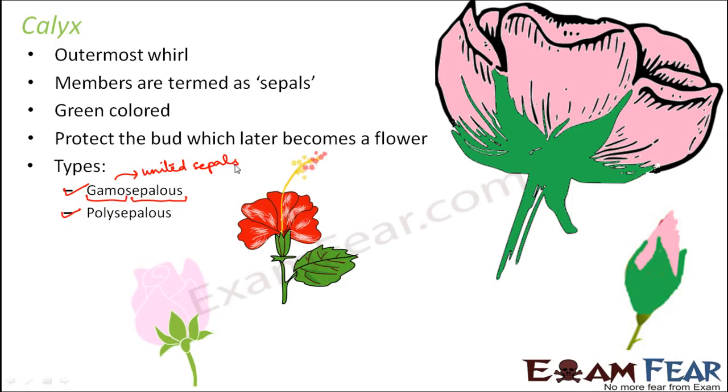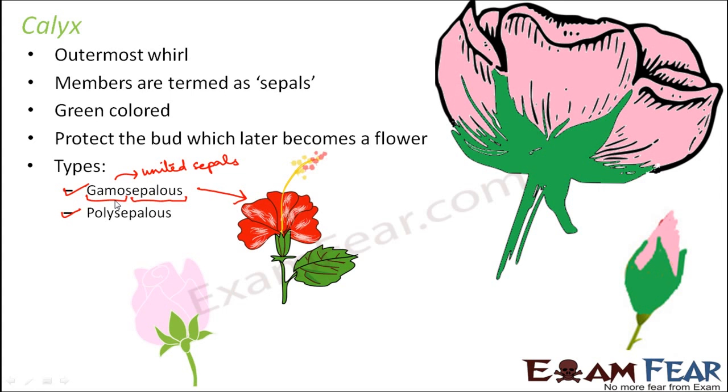An example of a gamosepalous flower would be hibiscus. So this hibiscus is an example. Here you can see these are the sepals, right? All the sepals are united to each other. They stick to each other. They are not like separate leaves.